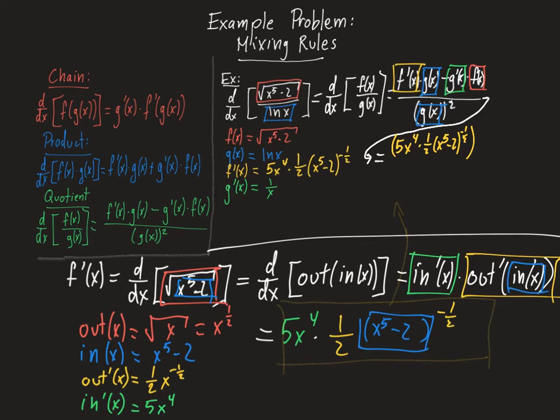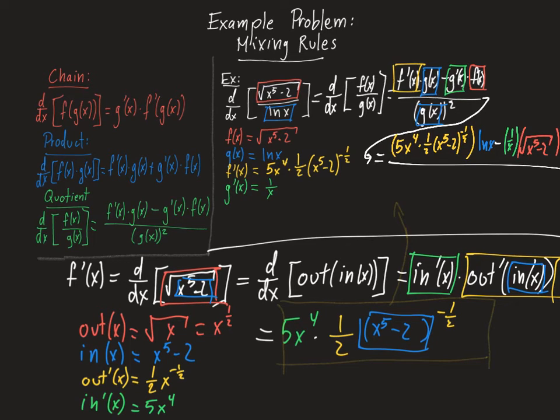Okay. Next up, we have g of x, which is natural log of x. Next up, we have a minus sign. Next up, mind the parentheses, we have g prime of x, which is 1 over x. And last but not least, mind the parentheses, we have f of x, which is equal to square root of x to the fifth minus 2.